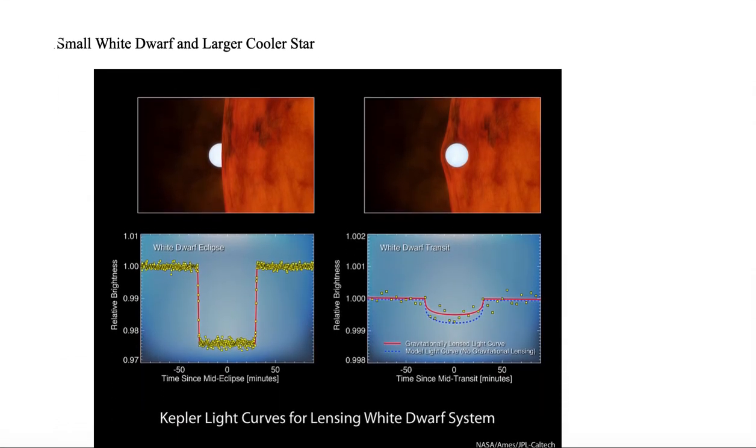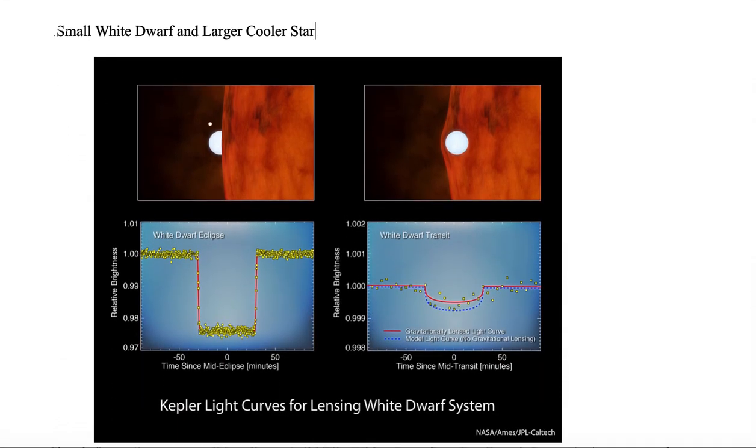In our third scenario, we have a small white dwarf. There's your white dwarf. And we have a large cooler star, and that's your red star here. The red star is your cooler star. In this particular scenario, we have the white dwarf just emerging, or coming out of eclipse, from this red star. So we're looking at about right here in the light curve.